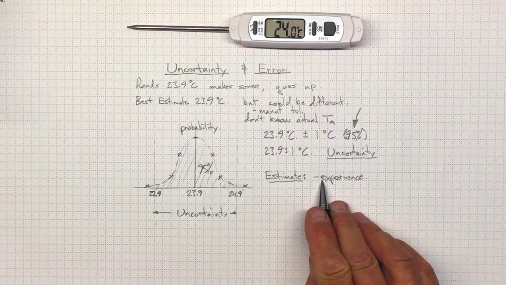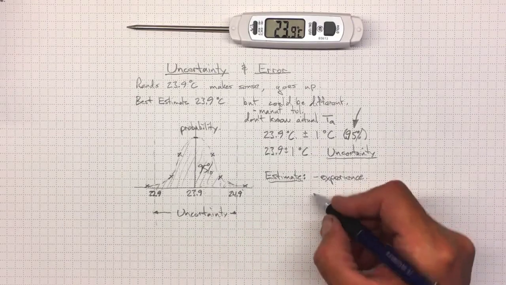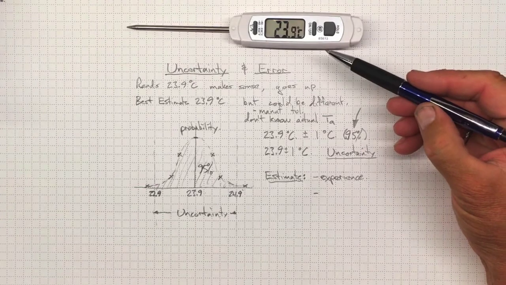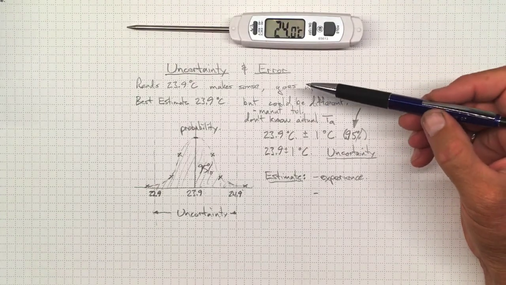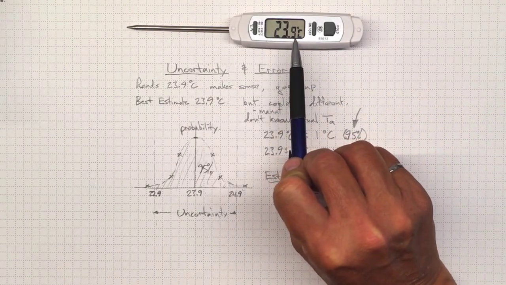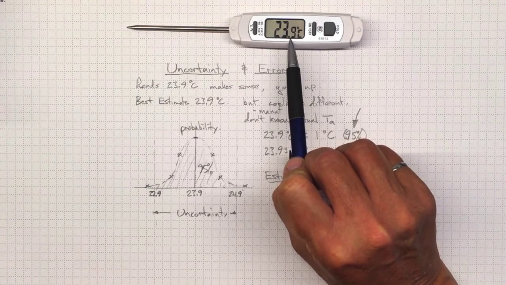So experience tells me that plus or minus 1 degree Celsius is not an unusual level of uncertainty for a typical temperature measurement device. It's not bad. It's useful. Another place you can get it, if you're using a digital instrument, then you can make a good guess based on the significant digits. This one has 23.9, so it has one significant digit after the decimal.